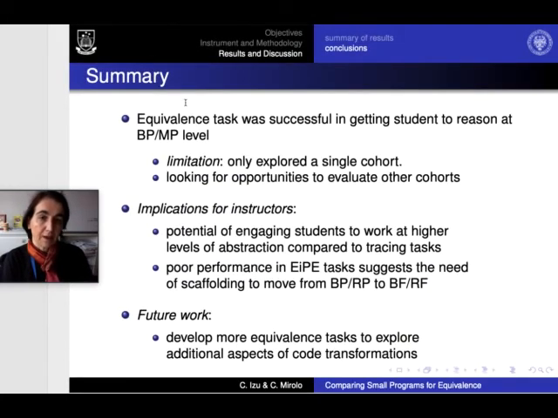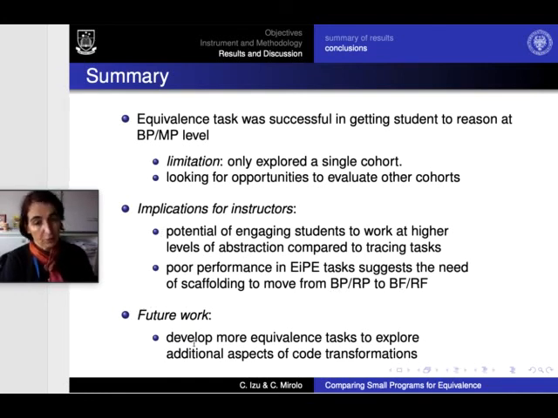So in summary, our equivalence task was successful in getting students to reason at a high abstraction level. One limitation of the work is we only tested one cohort, so we are looking for opportunities to evaluate other cohorts. So we think that this task has the potential of engaging students to develop higher levels of abstraction compared with tracing. And also we have a better performance compared with explain in plain English tasks. So we think this task can help to scaffold them to move from the execution level to the purpose level.